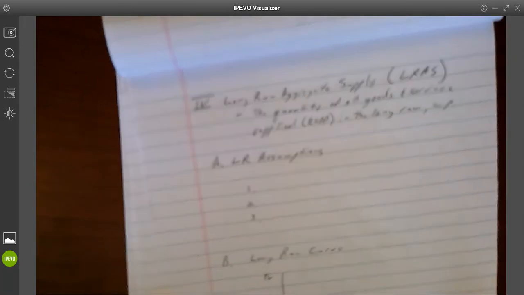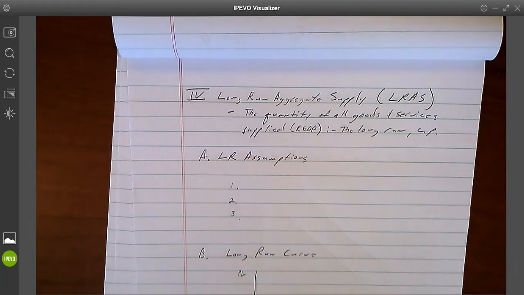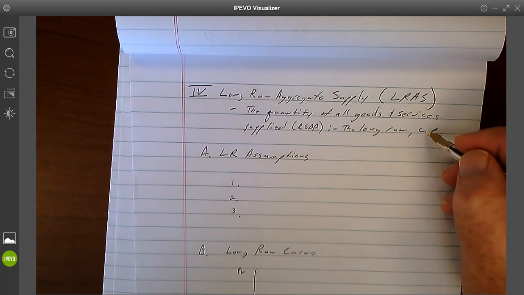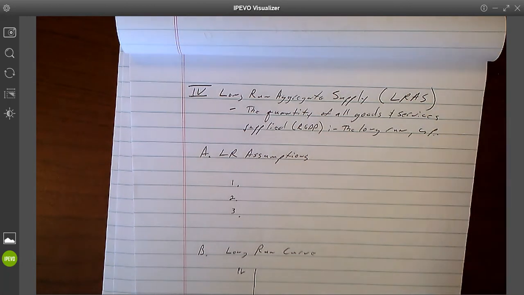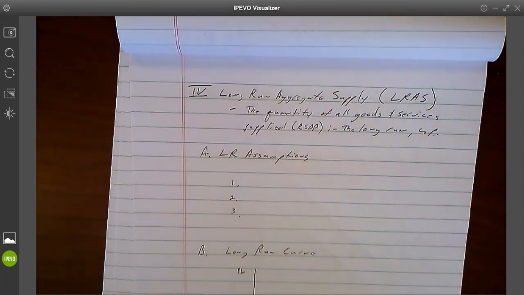All right, so now let's move on to the last part of this chapter, and that's our discussion of the long run aggregate supply curve. The long run aggregate supply curve is the quantity of all goods and services supplied, measured in real GDP, in the long run, ceteris paribus. Remember, ceteris paribus is that Latin phrase, all else equal. So we want to talk about this long run now and what it means.